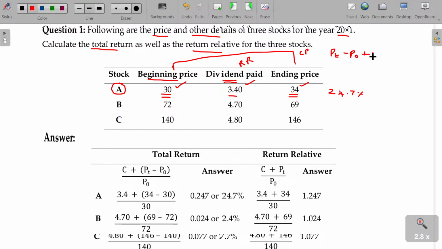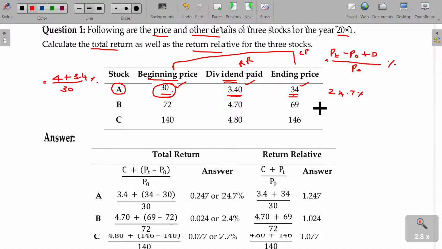Don't forget to add the other dividend revenue, divided by price at the 0th period. If you represent that in percentage, this is called total return. Total return. You invested 30 rupees, you got 3 rupees 40 paise, and the 30 rupees becomes 34 rupees. 4 rupees is your capital profit, 3 rupees 40 paise is your revenue profit, your investment at 0th period being 30. If you represent that in percentage, it is 24.7%.